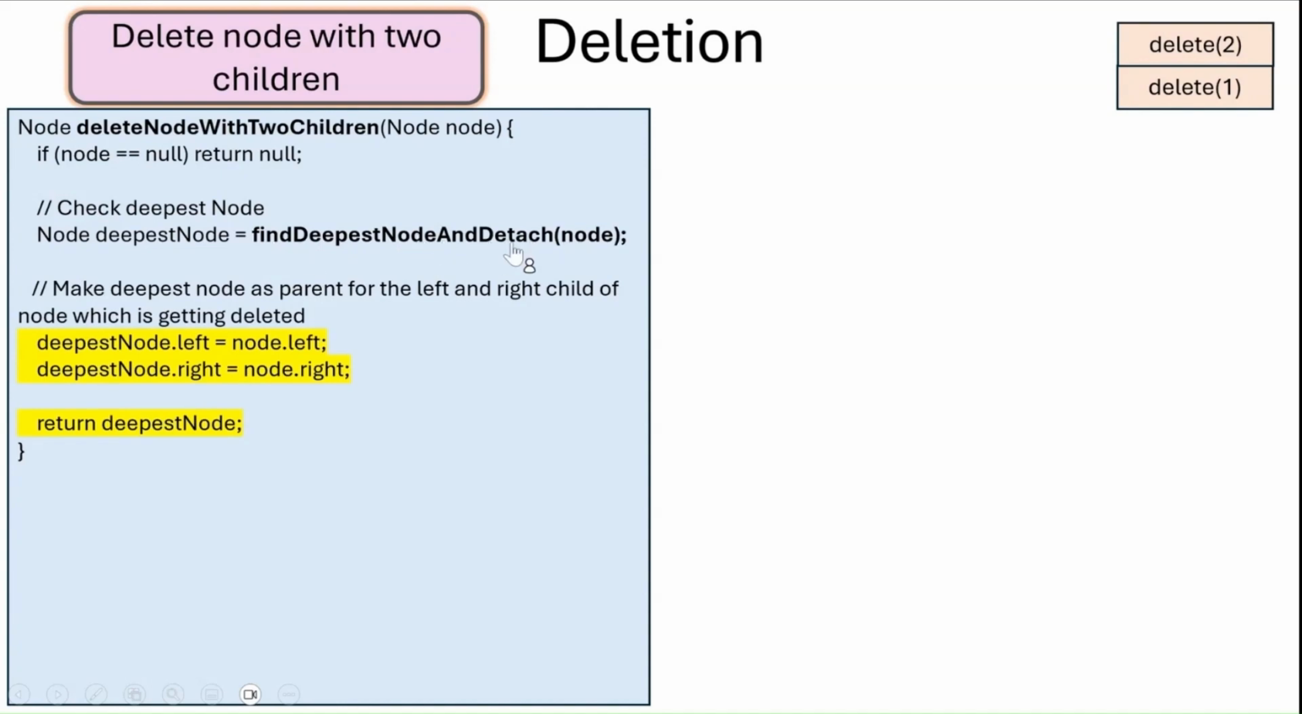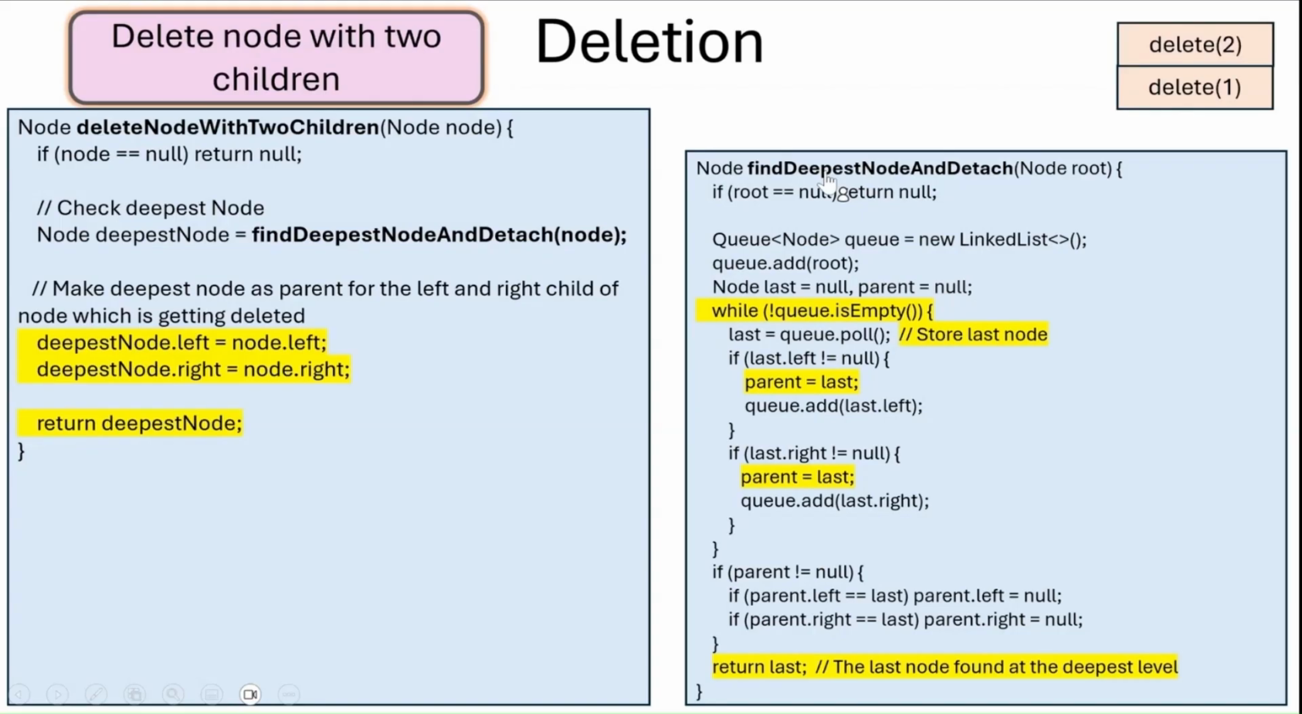Let's understand the implementation of this. So as we saw, we are checking the deepest node in a tree where the deleted node is a root. Basically the subtree where the deleted node is a root. So we iterate using level order, and when we are iterating, we are maintaining the parent node as well because we want to detach. So the last node is nothing but the deepest node.